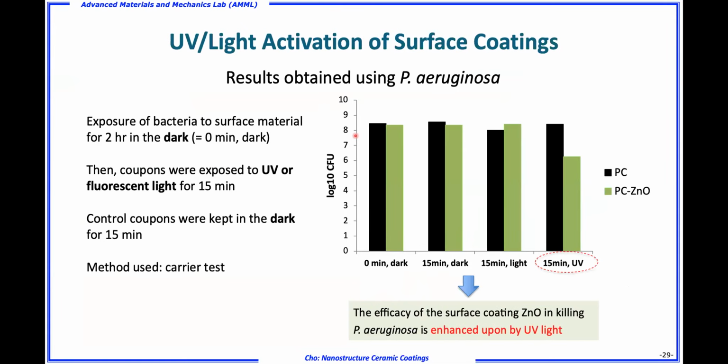And then the surface is exposed to light, using UV or fluorescent light. Fluorescent light is mostly visible light. It was exposed for 50 minutes in the dark, and then fluorescent light and UV environments, using the same sample, with a zinc oxide coated polycarbonate surface and a control sample. With the UV light, you can see more than a 2 log reduction. Again, that indicates that 99% of the bacteria was killed on this surface. This time we are using the UV, but the visible light didn't deactivate the bacteria much, while the UV light did. So that indicates photocatalytic bacteria killing from this zinc oxide film.